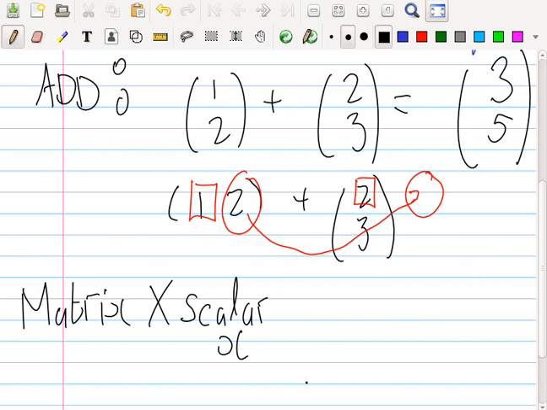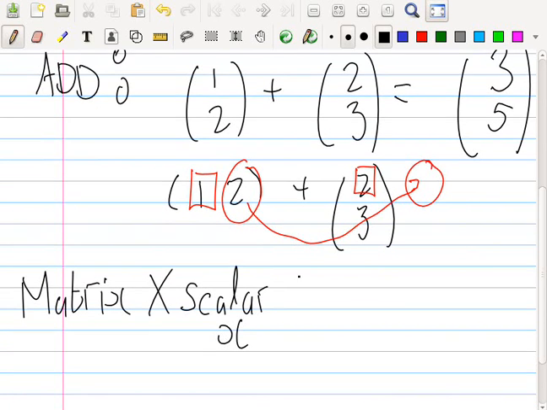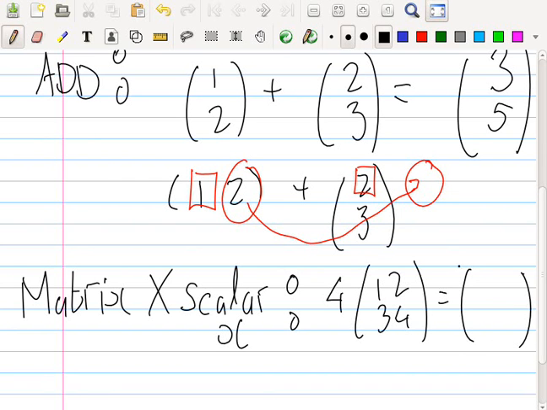Again, this is a rule that you could almost guess. For example, 4 multiplied by 1, 2, 3, 4. Anybody want to have a guess at what they think the answer would be? 4, 8, 12, and 16. So adding is easy. Scalar multiplication is easy. The difficult rule is matrix and matrix multiplication. So I'll just give you a minute to make sure you have these two rules down, and then we'll do rule number 3.